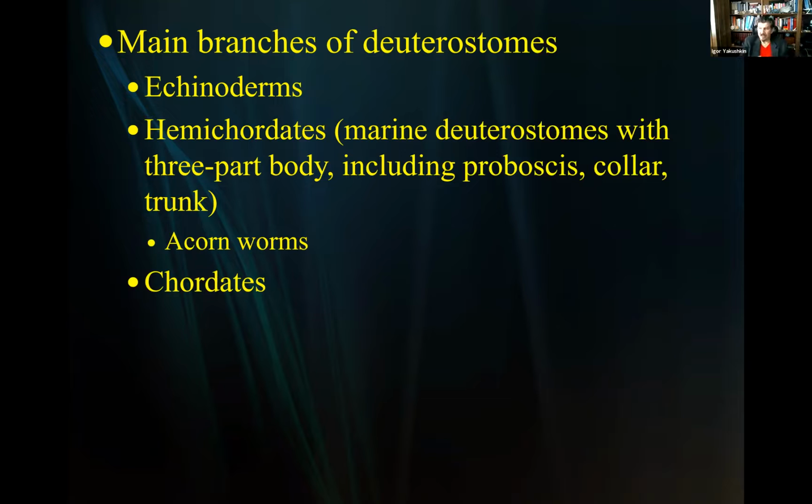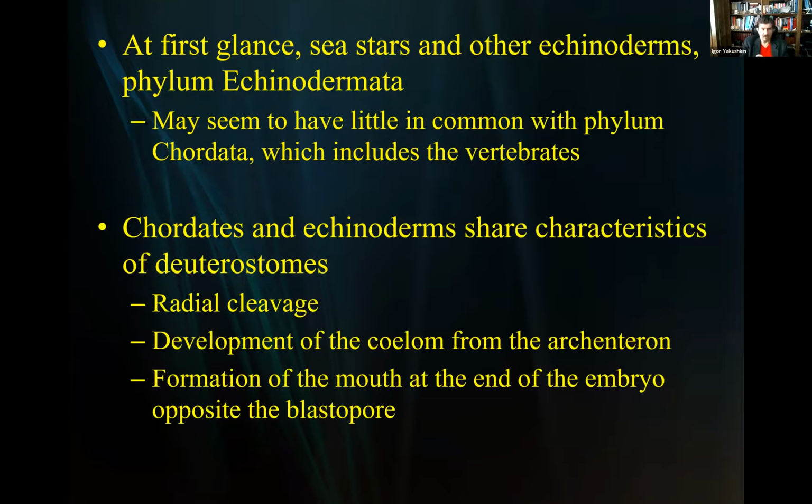All right, so first, when you're looking at the echinoderms, a sea star does not look very much like us. However, we are put in the same group because, again, we're looking at the characteristics within the development, within how the zygote develops into the adult organism or into the embryo. And again, we're talking about radial cleavage. Coelom develops from the ancient or primitive gut, and formation of the mouth at the end of the embryo. So we have the embryo start collapsing.